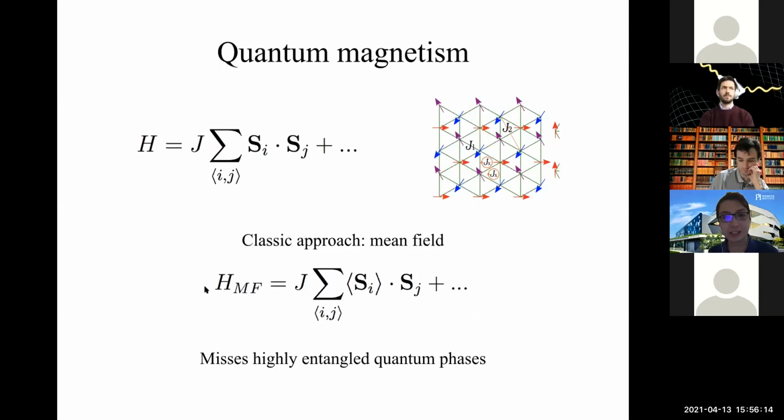So there's the classic approach known as the mean field theory, in which you just assume that the system magnetically orders. So you put in some expectation value in the spin and then solve essentially a one-body problem self-consistently. But by now it is well appreciated that you miss a lot of interesting quantum phases of matter with this approach. Especially you miss those states that are highly entangled.